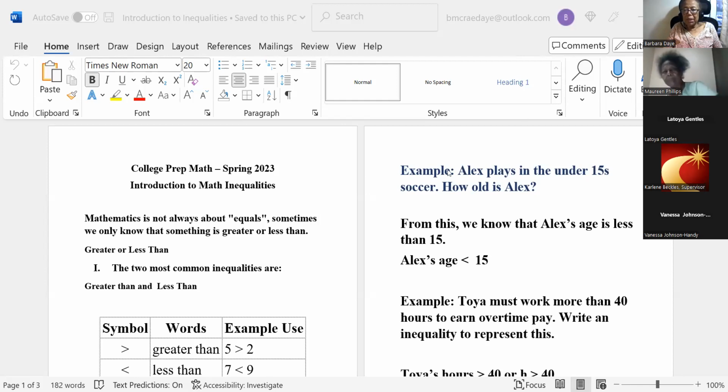Okay, welcome everybody back to spring session. Do you see the screen? We're doing math inequalities today. You see that on the screen? Introduction to math inequalities. You see it? Maureen, you're on mute. Yes, I saw. It's there. Maureen, you're on mute.